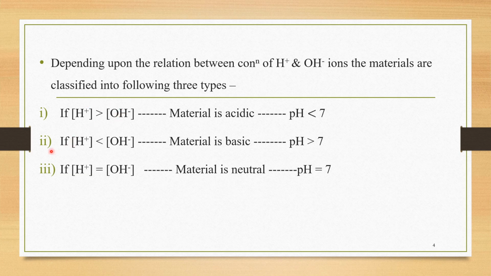The second one: if the H plus ion concentration is less than the OH minus ion concentration, that material is basic in nature, and in that situation the pH value must be greater than 7. While if the H plus ion concentration is equal to the OH minus ion concentration, then that material is neutral in nature, and the pH value is exactly equal to 7. So depending upon the relation between the concentrations of H plus and OH minus, we can predict the nature of a particular material, either acidic, basic, or neutral, as well as get an idea regarding the pH value for a particular material.